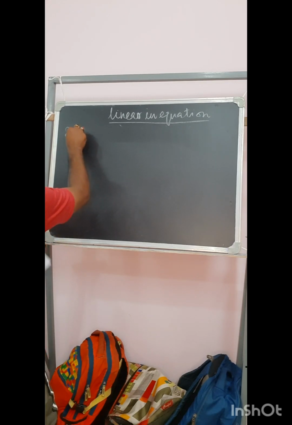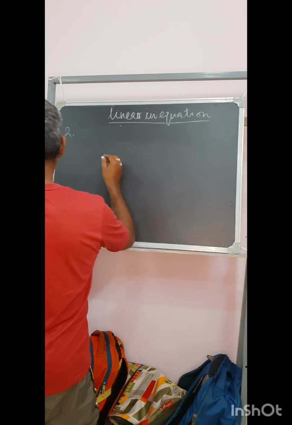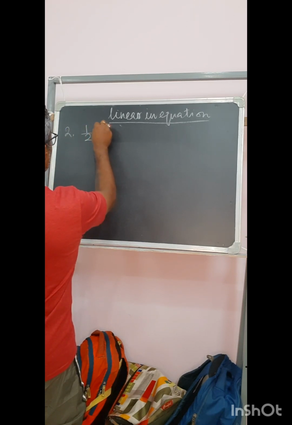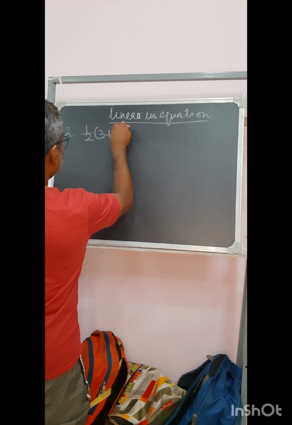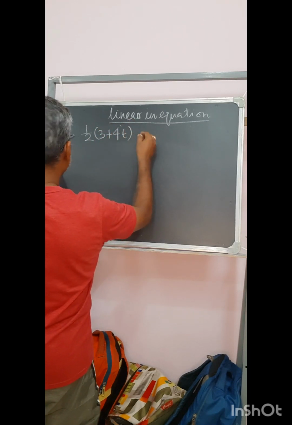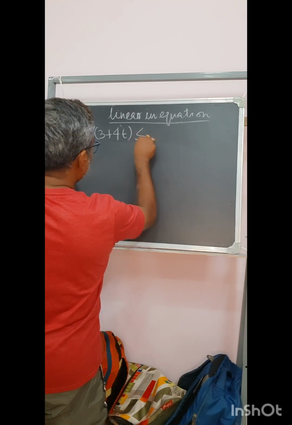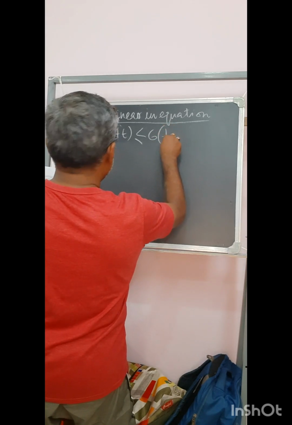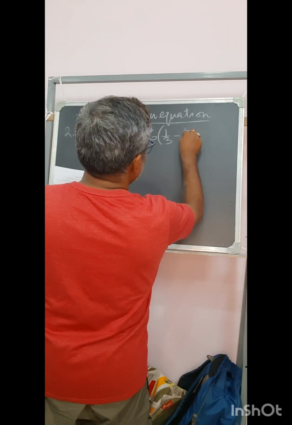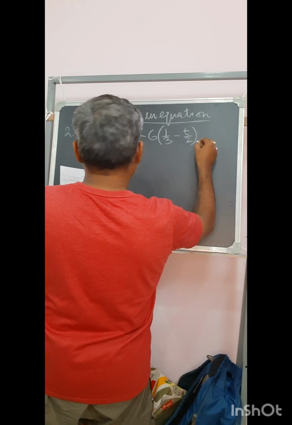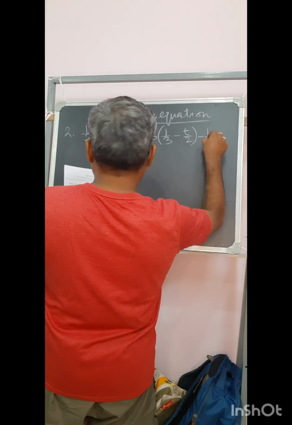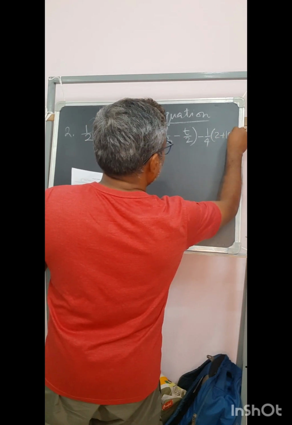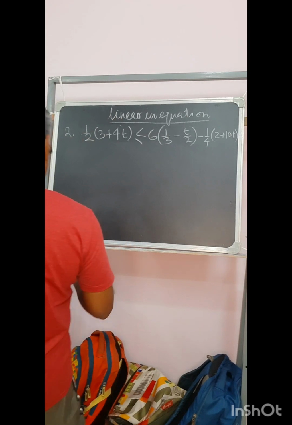Number 2, it said half of 3 plus 4t less than equal to 6 times 1 by 3 minus t by 2 minus half of 1/4 of 2 plus 10t. So you have to solve this problem.